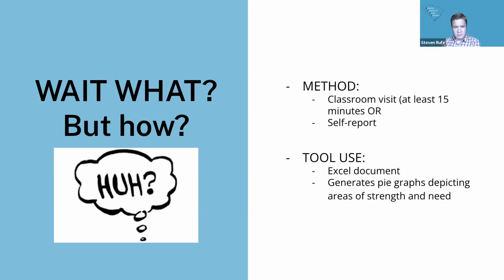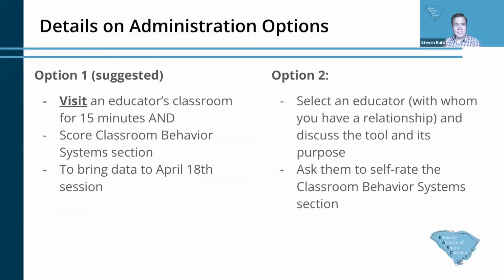This tool is going to be used and shown today in an Excel document form, and it'll automatically generate pie graphs that depict areas of strength and need for an educator. So it's meant to be simple for the visitor to use when observing a classroom teacher. Let's talk a little bit about some of these administration options. I've mentioned two, and I'm going to talk through those a little bit more in depth.